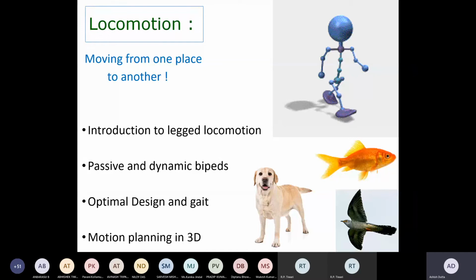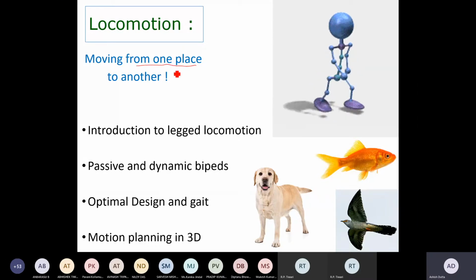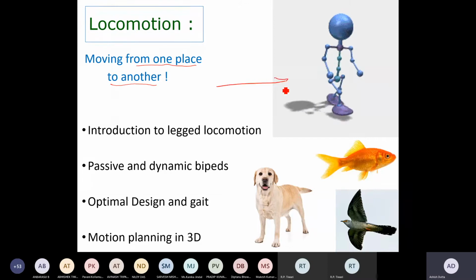We all walk. Animals move from one place to another place, and birds fly. So this all comes under what we mean by locomotion. Locomotion is basically moving from one place to another. The best example of locomotion is this one, which we all do in our daily life, almost every day.